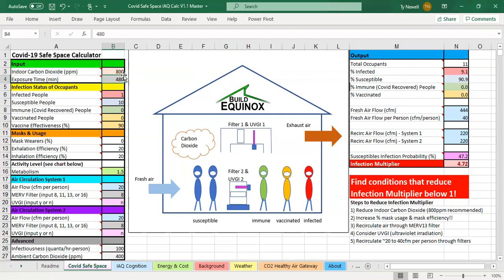Now, exposure time is very important. Let's say one of our options is to only have people share this space for 4 hours a day instead of 8. When we do that and we come over, we haven't changed the amount of ventilation needed. We still have the same number of people. And to maintain 800 parts per million relative to their respiration rate, their metabolic rate, we still need 40 cubic feet per minute per person. But now we've almost cut in half the probability somebody's going to get sick by lowering their exposure time.